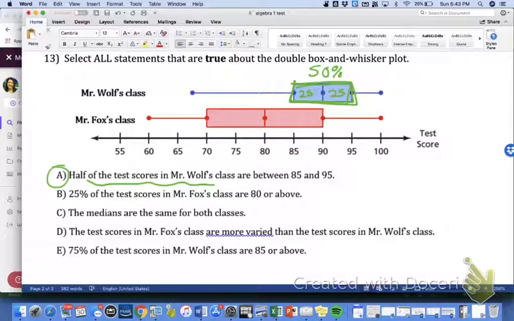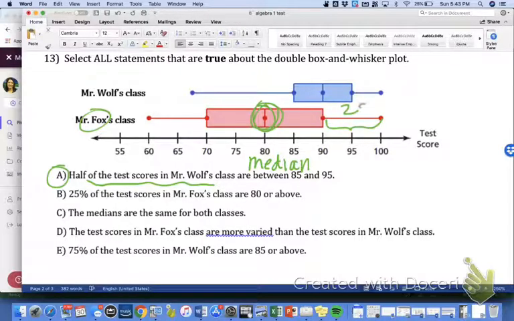So now let's look at B. It says 25% of the test scores in Mr. Fox's class are 80 or above. So Mr. Fox's class, 80 and above. So 80, that middle of your box, that's your median. Okay, so that's not 25% of your scores. This is 25% of your scores, one little section. 80 and above, in this case, is 25% plus another 25%. So that is 50%. Okay, so that means that that one is not correct.